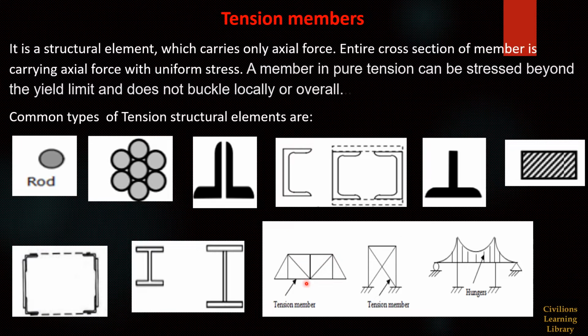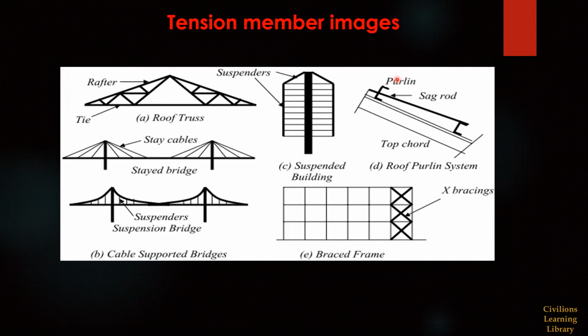You can see this truss, and this arrow indicates the tension member location. And if you see this portal frame, this brace is located as a tension member, and you can see this bridge also. This vertical rod will be considered as a tension member based on the load path. Next, some images are placed here for the tension members.